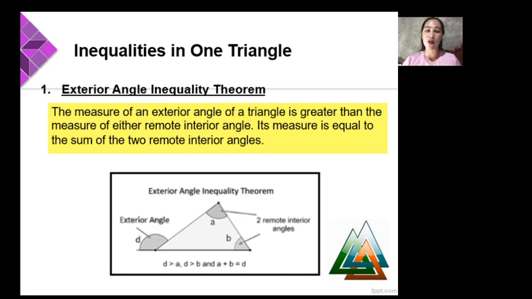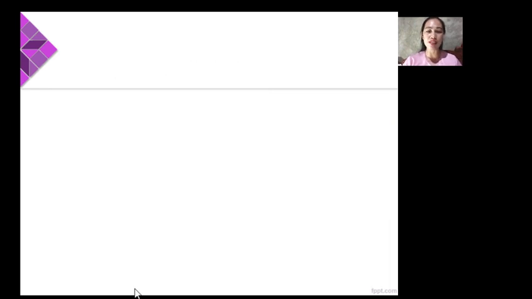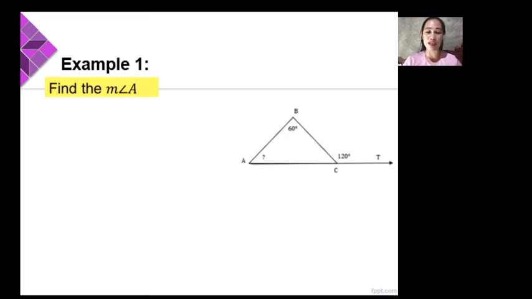So in this illustration, we can say that the measurement of angle D is greater than the measurement of angle A and angle B, while the sum of the measurements of angle A and B is equal to the measurement of angle D. So let's have this example. Find the measurement of angle A.